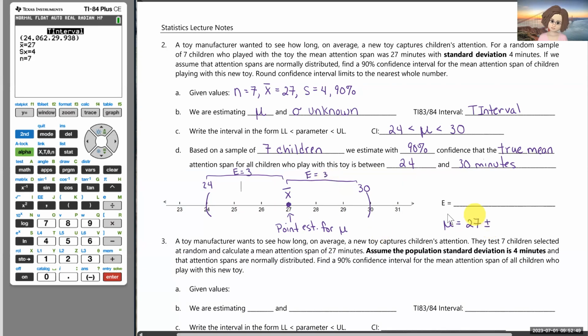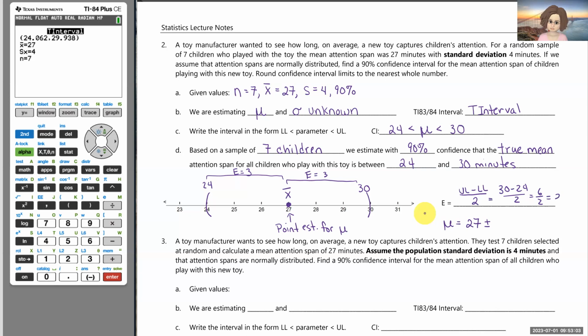All right, I will just make a note here. The other way to find it would be to use the formula. If we know upper limit, lower limit, we can just find the difference and divide by 2. So 30 minus 24 divided by 2 is 6 over 2, or 3 minutes. So we could say we believe that the true mean for all children who play with the toy is 27 minutes, plus or minus 3 minutes.